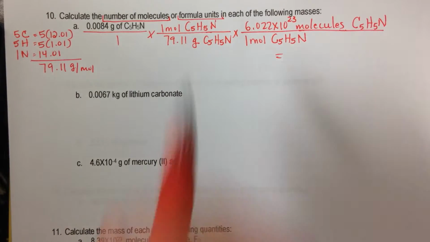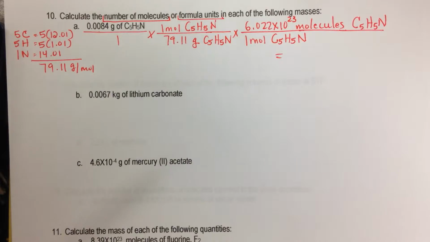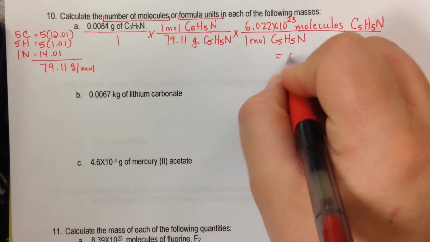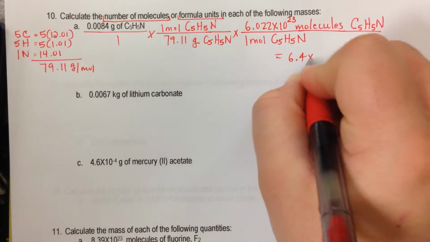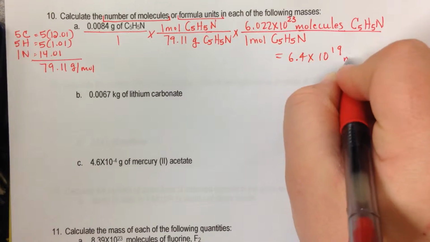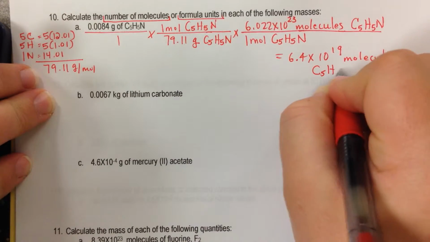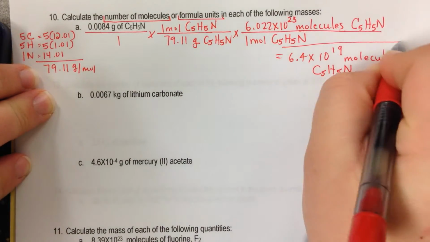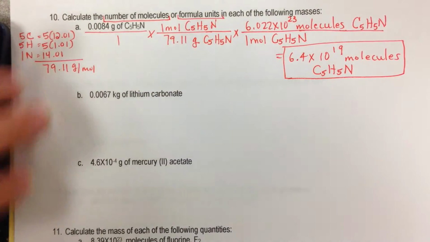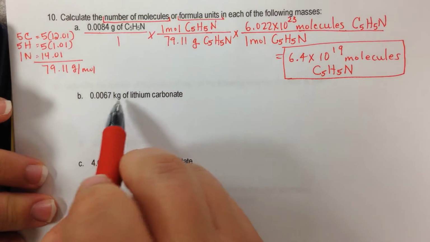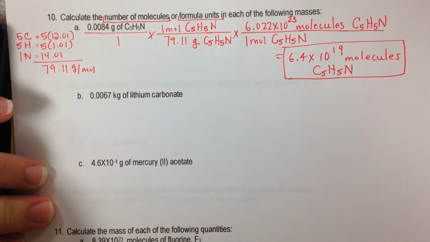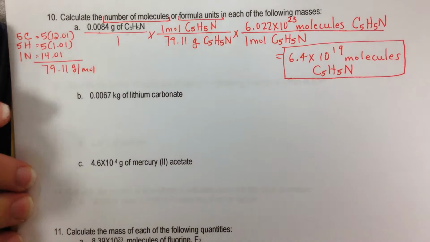And multiply all the top numbers, this times this, divided by 79.11. We need two significant figures, so 6.4 times 10 to the 19 molecules of C5H5N. At this point, if you see kilograms, you know they need to go to grams first, and so on.